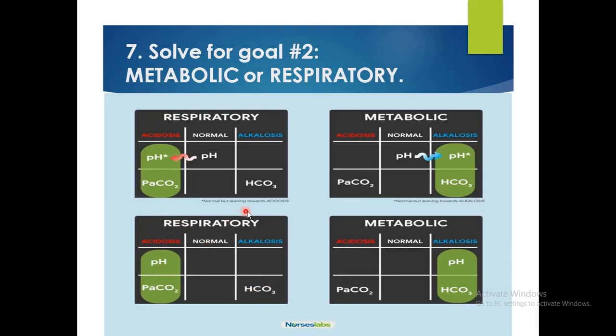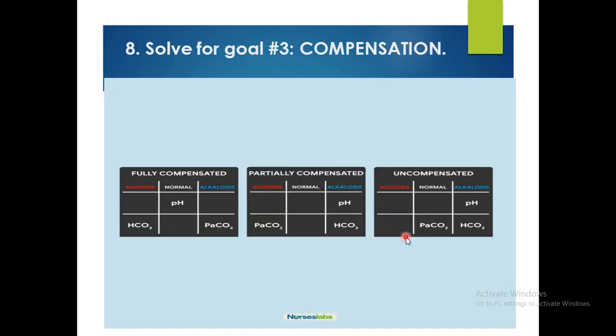Okay, in respiratory there is metabolic compensation and in metabolic there is respiratory compensation, and that compensation is opposite. So goal number 3 is check out for the compensation. In case there is full compensation, then the pH will come towards normal. However, bicarbonate and carbon dioxide concentration both will be opposite.